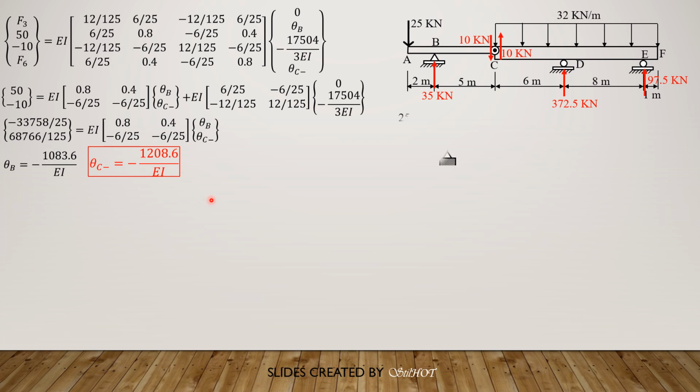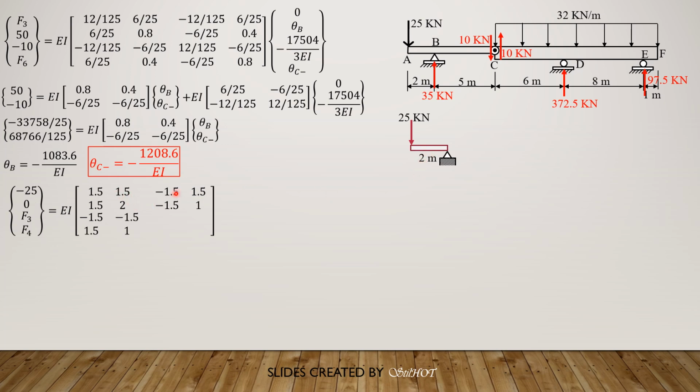Then let's consider AB, the last. So the load at 1 is, because we don't mind B since we have found theta B, so it's just the load which is 25 downward and there's no moment. So F1 is negative 25, F2 is 0, F3 don't mind, F4 don't mind, then EI. Then 12 times 1 over 2 cube is 1.5. 6 times 1 over 2 square is 1.5. Then the negative of the first. Then you just copy that.